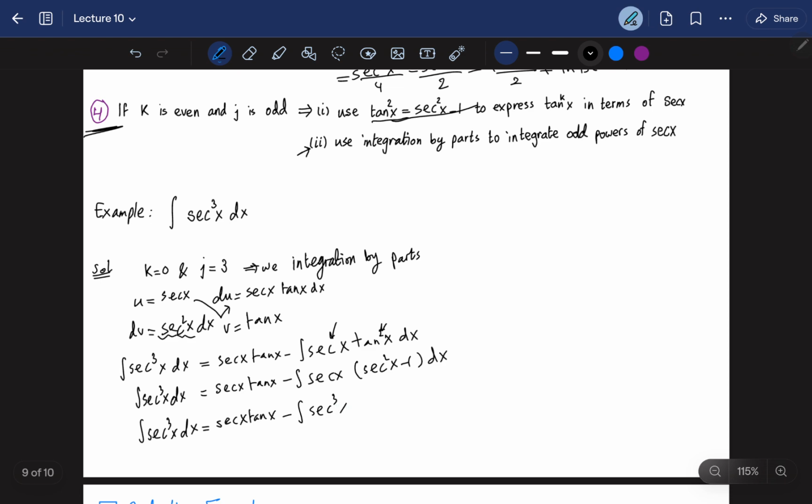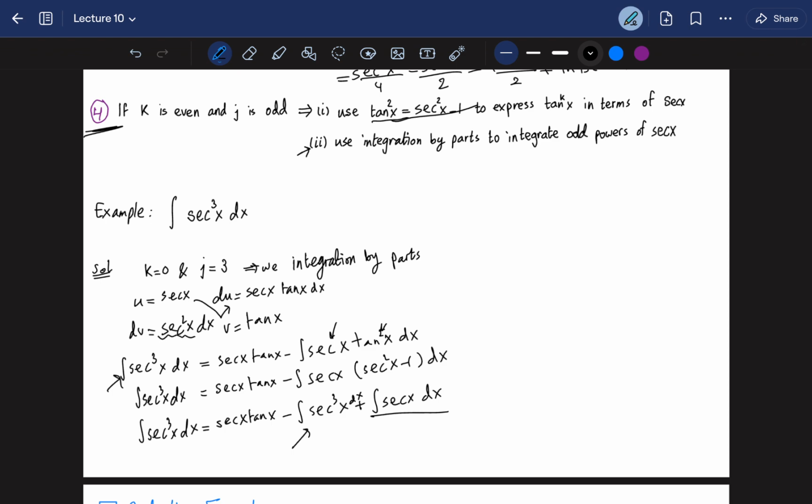So we have secant cubed plus the integral of secant x dx. Now the integral of secant is easily evaluated because I know the formula. It's just ln secant plus tan. But how about secant cubed? The problem is, I started with secant cubed, and after doing integration by parts, I got another integral of secant cubed.